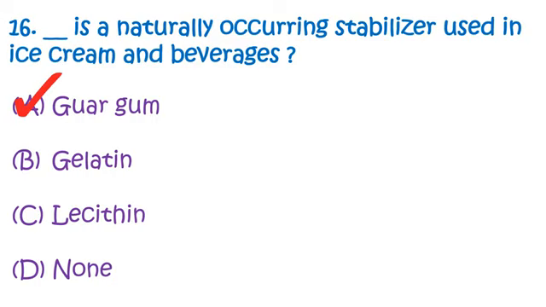Guar gum and gelatin both are used in ice cream and beverages, but guar gum is naturally obtained from plants. It is obtained from guar seed endosperm and is a soluble gum, whereas gelatin is not extracted from plants but extracted from collagen of animals like cattle and pig. Lecithin is used in ice cream but not as a stabilizer but as an emulsifier.